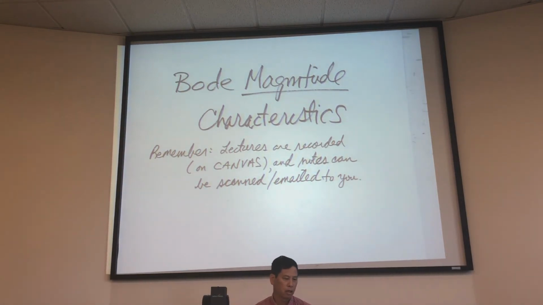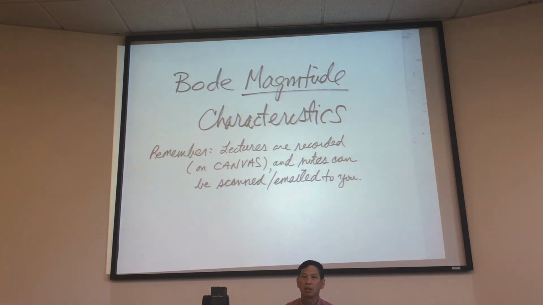Today what I want to do is look at some of the characteristics of the Bode magnitude plot. Remember that I said the Bode plot has basically two plots. One is magnitude versus frequency, and the other one is phase versus frequency. And today we're going to focus just on the Bode magnitude characteristics.